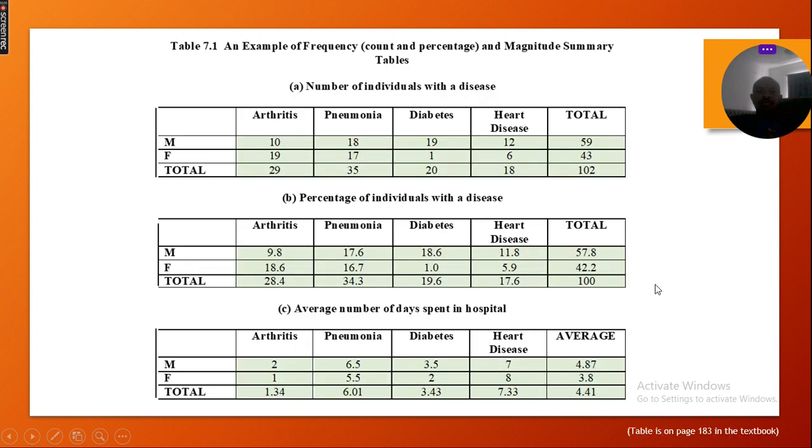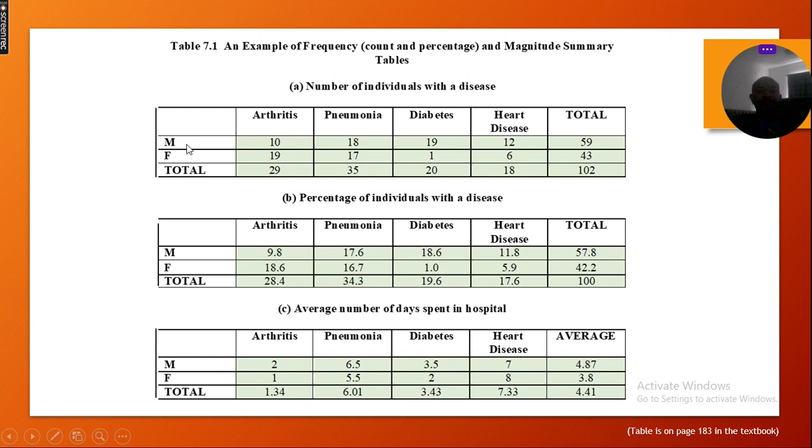Okay, now let's move on quickly. So you can see table 7.1, an example of frequency count and percentage and magnitude summary. So this is a summary table, both the magnitude and the frequency one. Take a look at it because it has rows, it has columns. These are the columns. You can see the rows: male, another row female, then total. So this is a macro or summary table in a database.